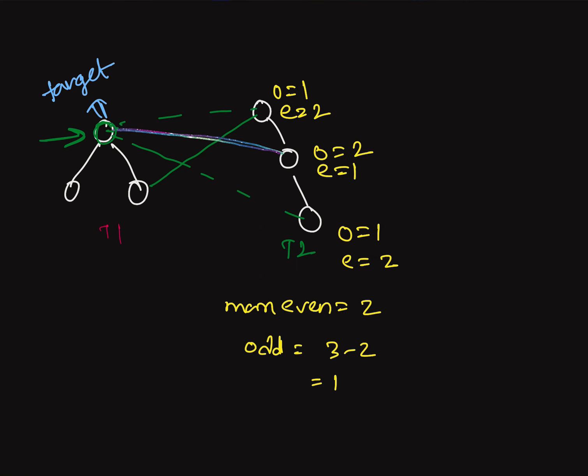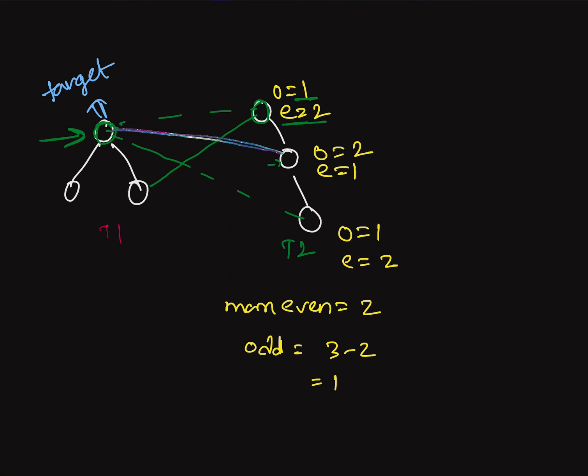So suppose first of all, from tree 2 you calculate how many nodes are at an odd distance and how many nodes are at an even distance. So suppose for this node, how many nodes are at an odd distance? Only this one is at an odd distance, so the odd distance count is 1. And how many nodes are at an even distance? 2. Okay.